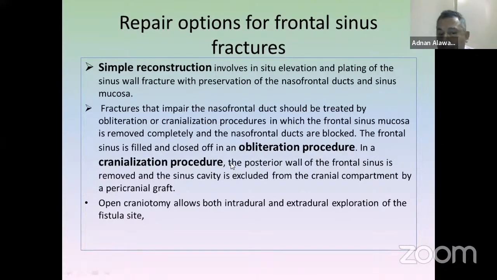In this kind of procedure, you have to remove all the instruments you have used in obliteration or cranialization of the frontal air sinus from the procedure, because they will be considered unsterile after this step, and you should use other instrumentation to proceed further.